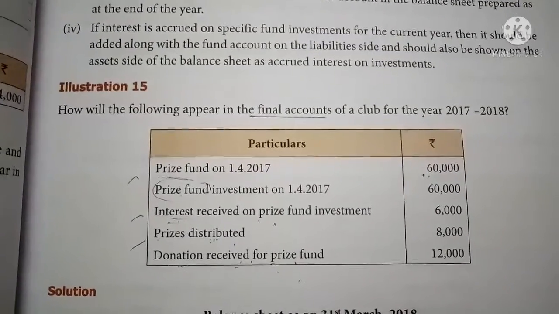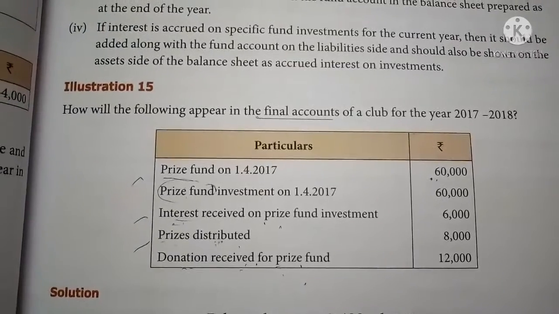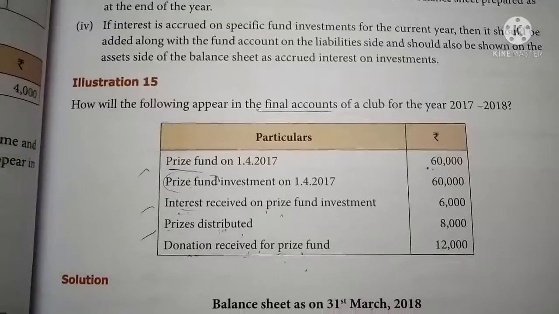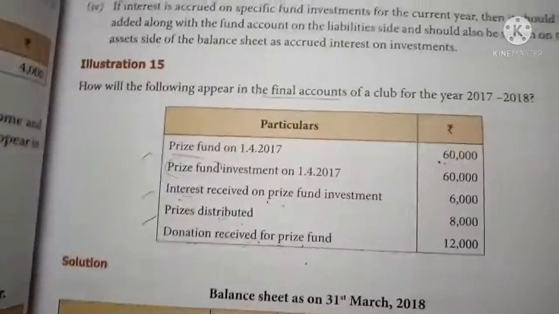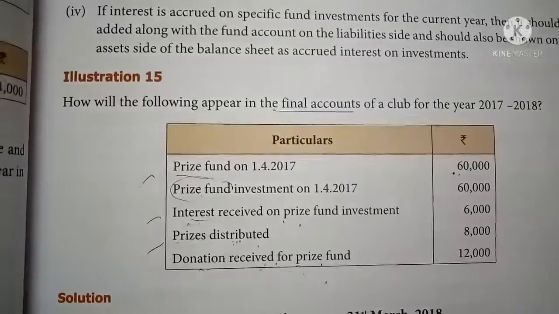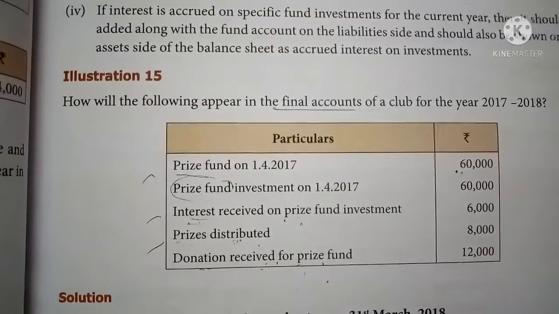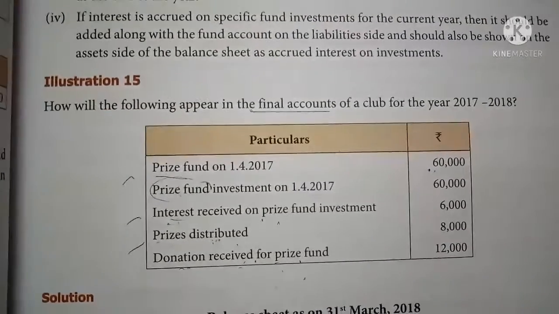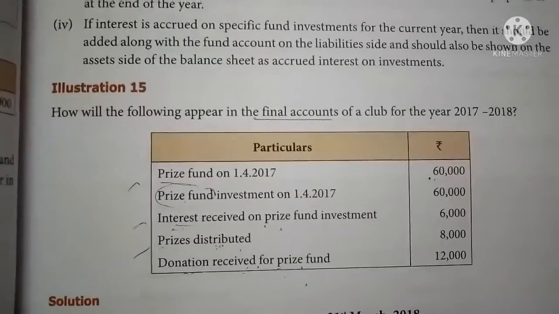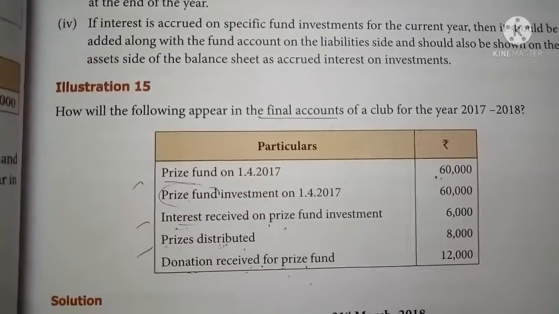Prize distribution, that is expenses, 8,000. Donation received for prize fund income 12,000. So 5 items related to a specific fund are given in the sum. So they are asking to prepare the final account. If a specific fund and related items are given, even if they are asking for the final account, you can work out only the balance sheet.